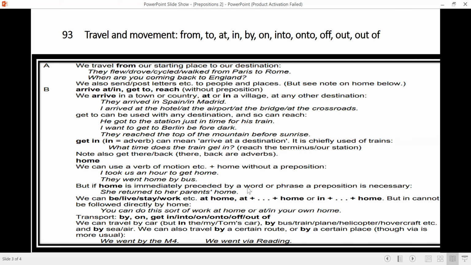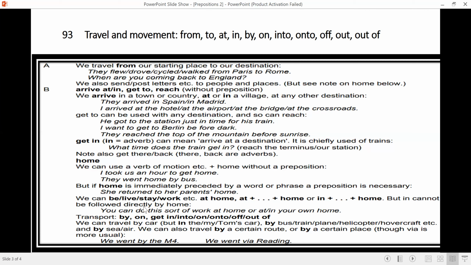But if home is immediately preceded by a word or a phrase, a preposition is necessary. If there is any other word or a phrase before home, you can use a preposition as well. For example, she returned to her parents' home. Here we are not simply using home, rather her parents' home. So here we can use to as well.